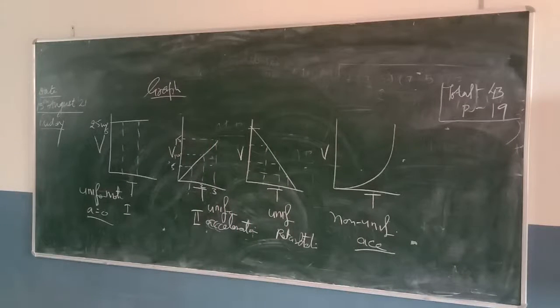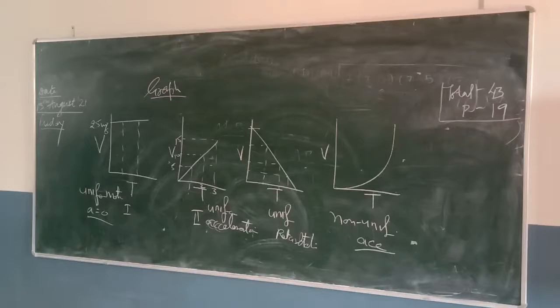Question is, draw velocity time graph for the following. First case is, our body has uniform velocity.